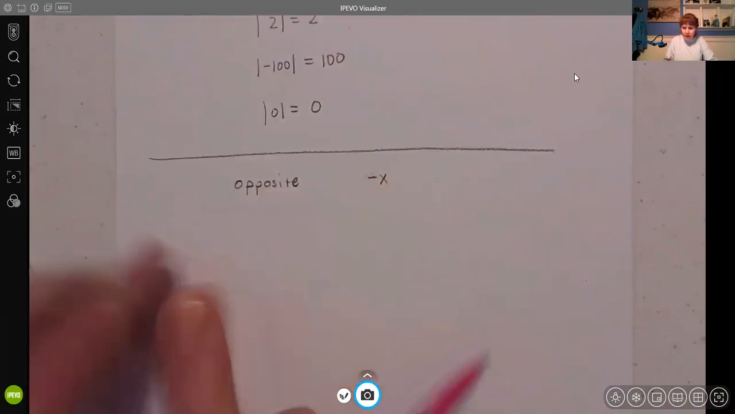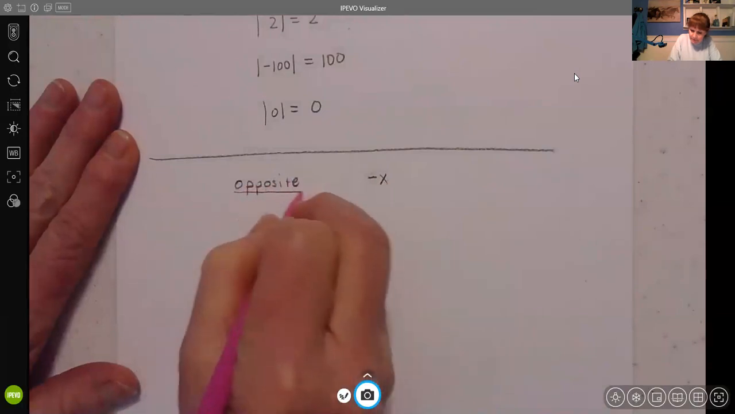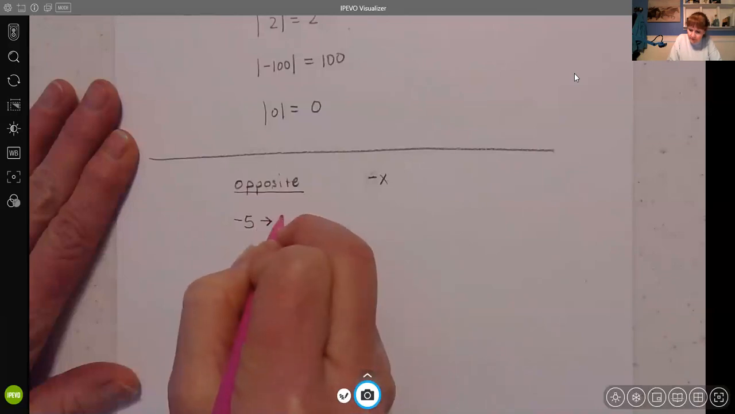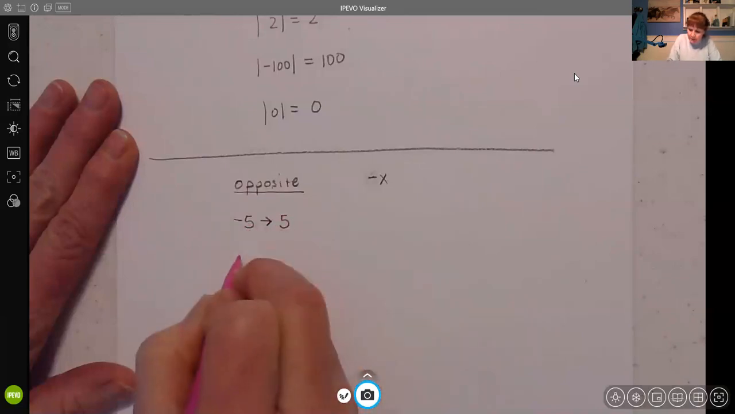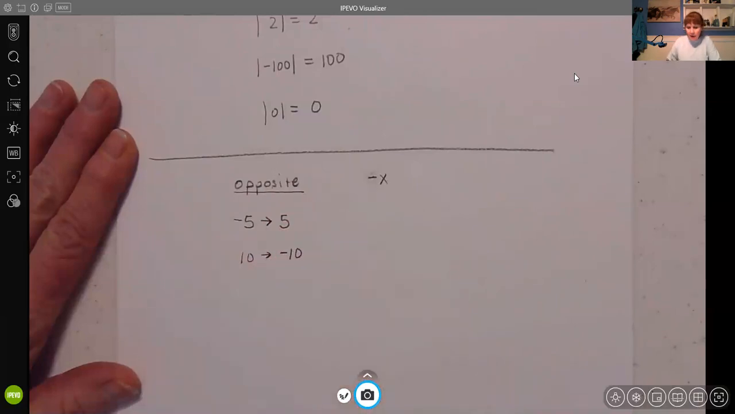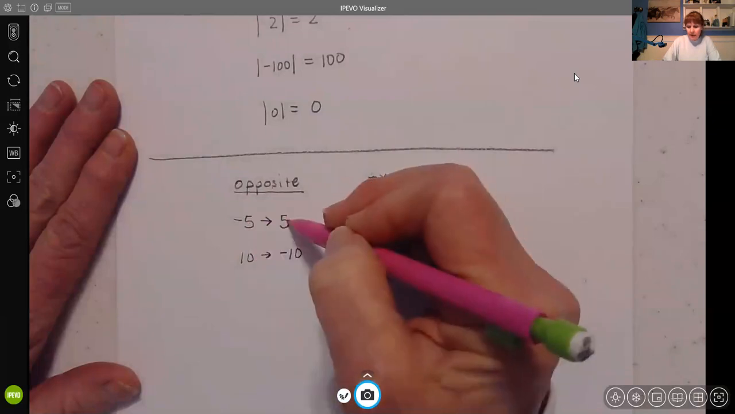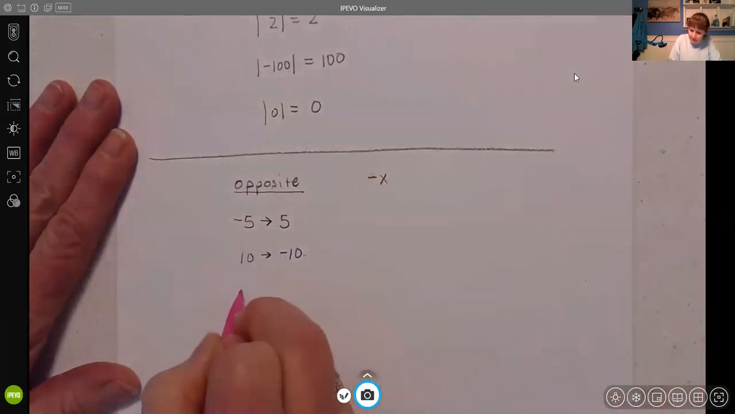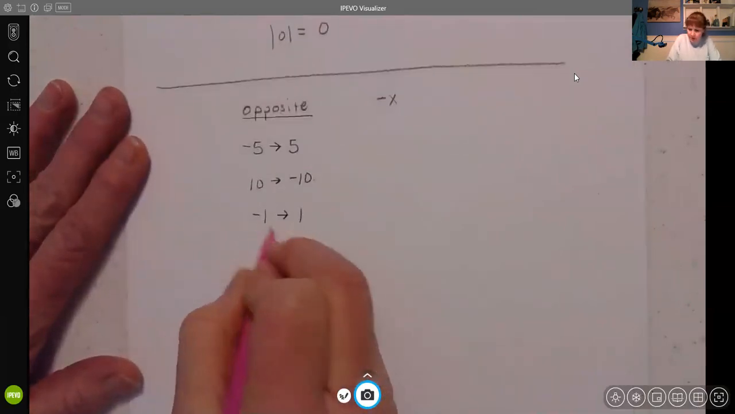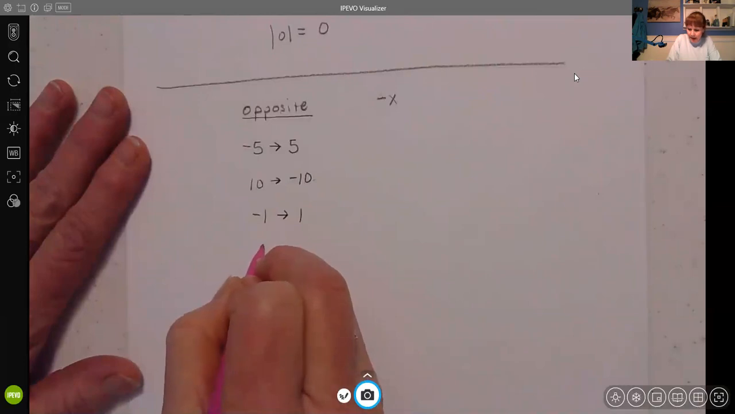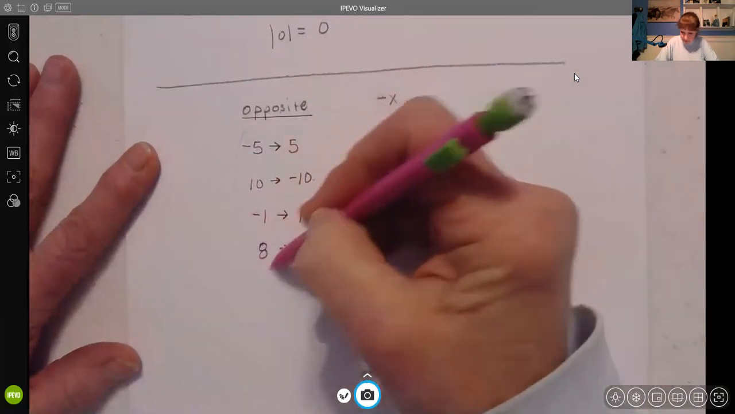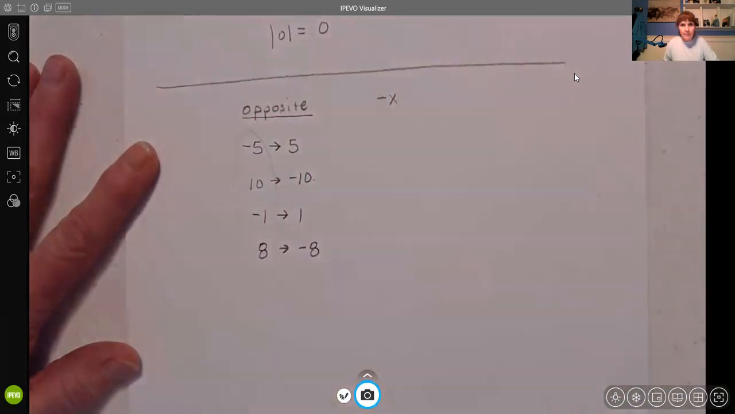So this one would say find the opposite of, like, a negative 5. The opposite of a negative 5 is 5. Or the opposite of 10 is a negative 10. So I'm finding the opposite. They're actually just giving you the number and asking for the opposite. The opposite of a negative 1 is a positive 1. The opposite of 8 is a negative 8. Okay, so they're going to give you the number and ask you for the opposite.